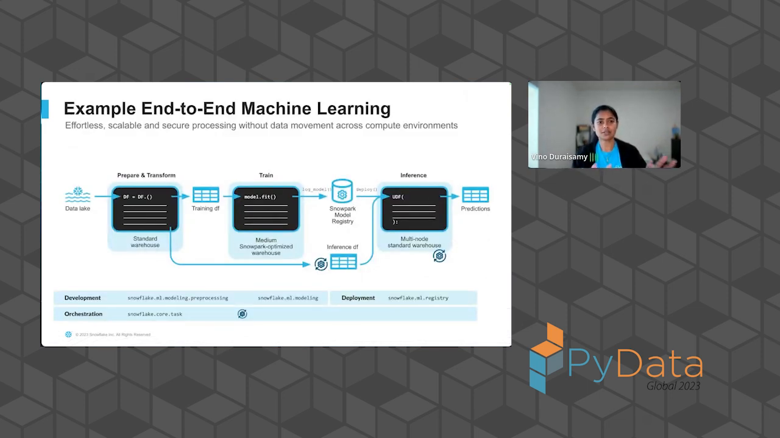Okay, so this is how the end-to-end ML workflow within Snowflake looks like. So you have the data engineering team who is using the data frame APIs on standard virtual warehouse to prepare and transform your training data. And then you pass on the training data to the data science team who runs their own ML experiments using Snowpark optimized warehouses because it's an ML workload. And they will be using ML modeling API to build and train these ML models.